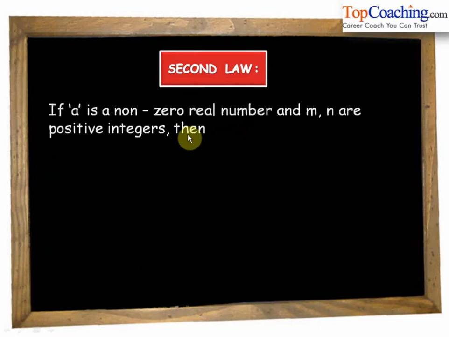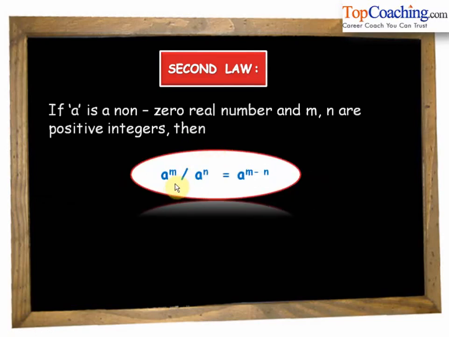The second law says that if a is a non-zero real number and m and n are positive integers, then a to the power of m divided by a to the power of n is equal to a to the power of m minus n. So here, if we have to divide a to the power of m by a to the power of n, this is equal to a to the power of m minus n. In the case of multiplication, the exponents were being added. Now in the case of division, the exponents are subtracted. So a to the power of m by a to the power of n is equal to a to the power of m minus n.